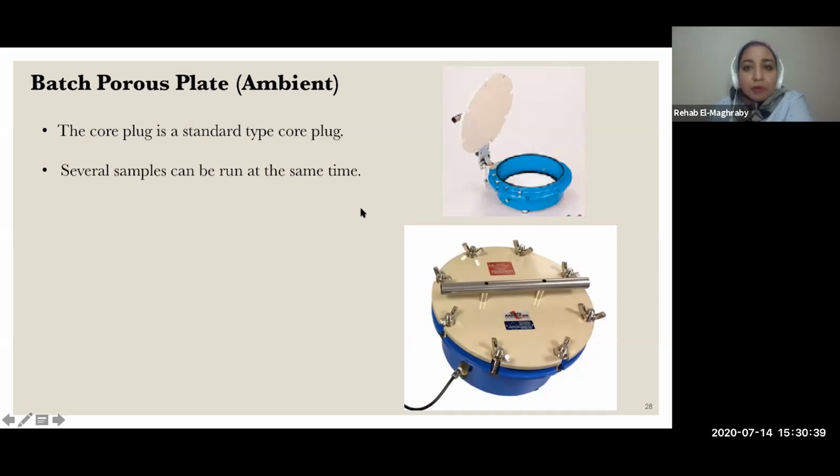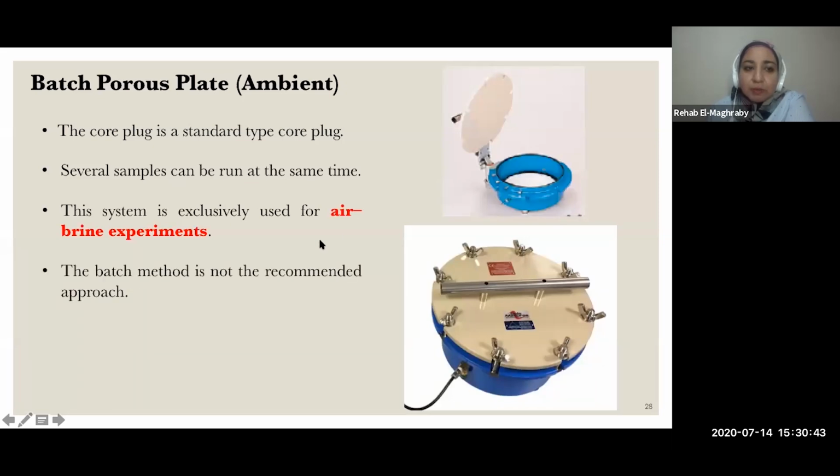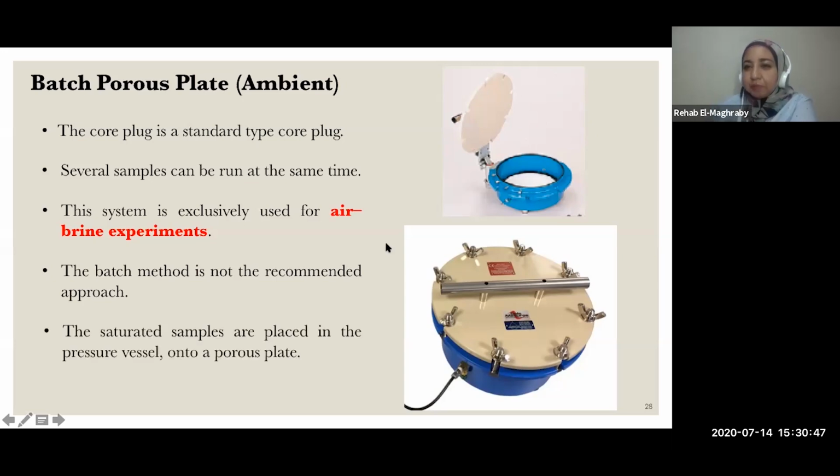Okay. And also, as I told you, it is an air-brine experiment only, and it is not recommended because you are just depending on weighing your sample, and if some of the grains in your sample are removed, you will get an error in your weight measurement, and accordingly in the water saturation.